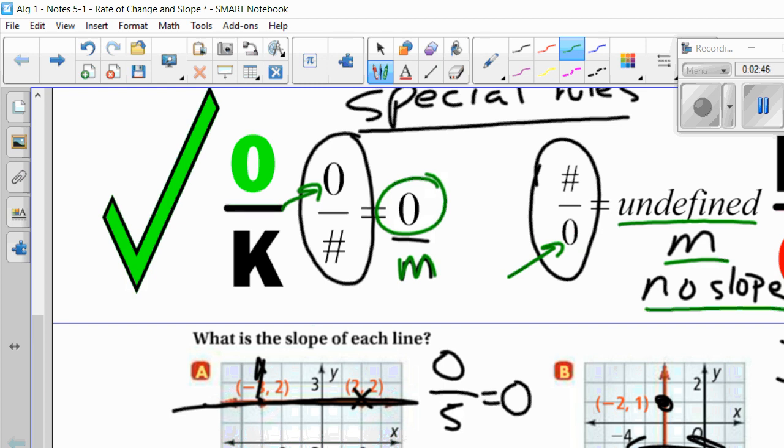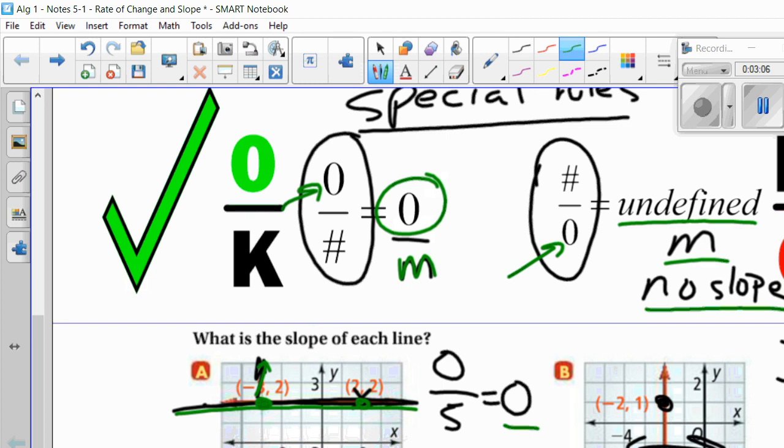If I look at a line on a graph and I just find 2 points on the line, how many do I go up? Well, I went up 0, but I went over, I think, 5. So I get a 0 over 5, which is a slope of 0. Okay.